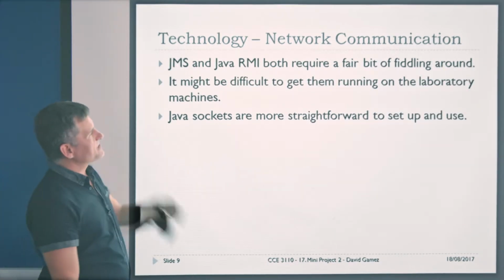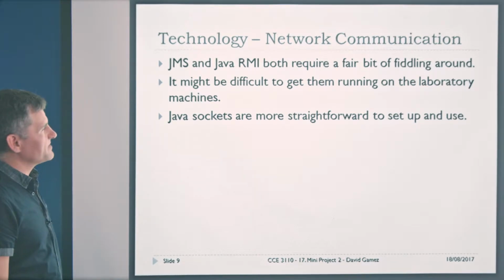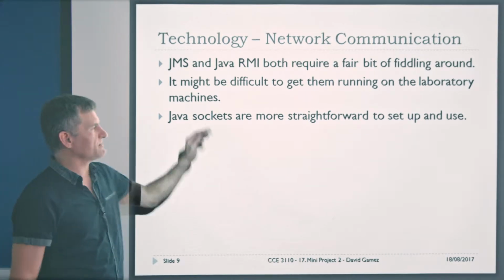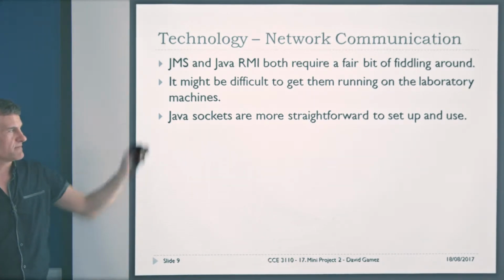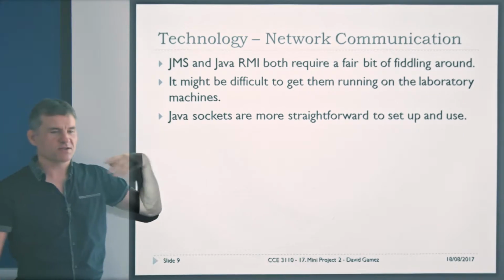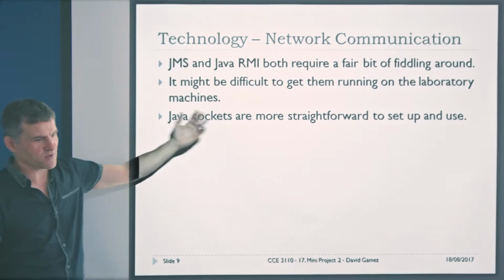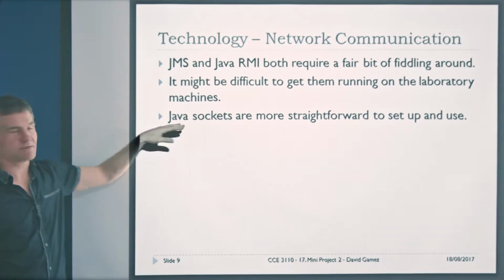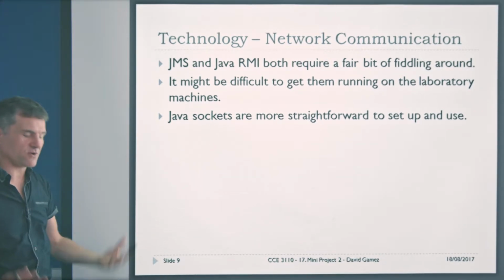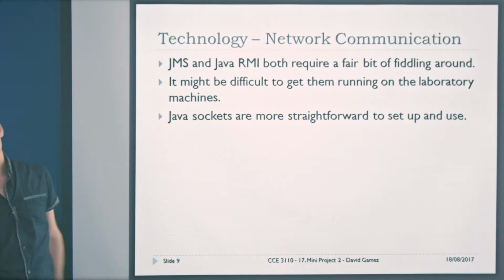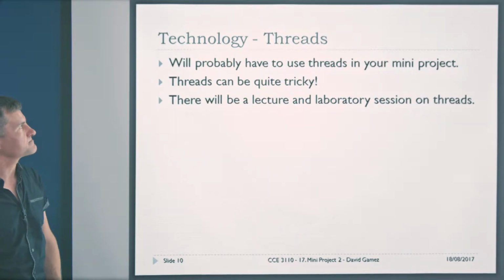So as I said, JMS and Java RMI involve a bit of fiddling around, but the lecture explains how you do that fiddling. I think they're doable, but Java sockets are more straightforward to set up and use. So if you're not confident with Java and you're not keen to learn new enterprise technologies, I recommend you stick with sockets. But if you want to learn more and get more marks, maybe you want to try one of the other methods for communicating.